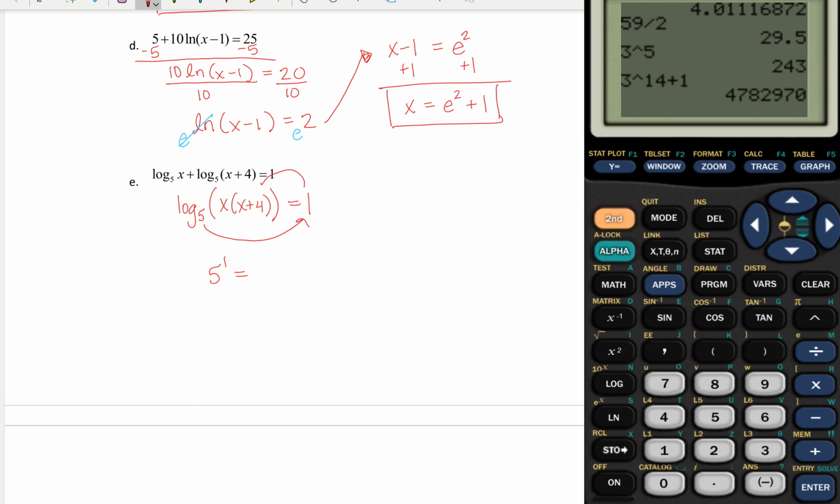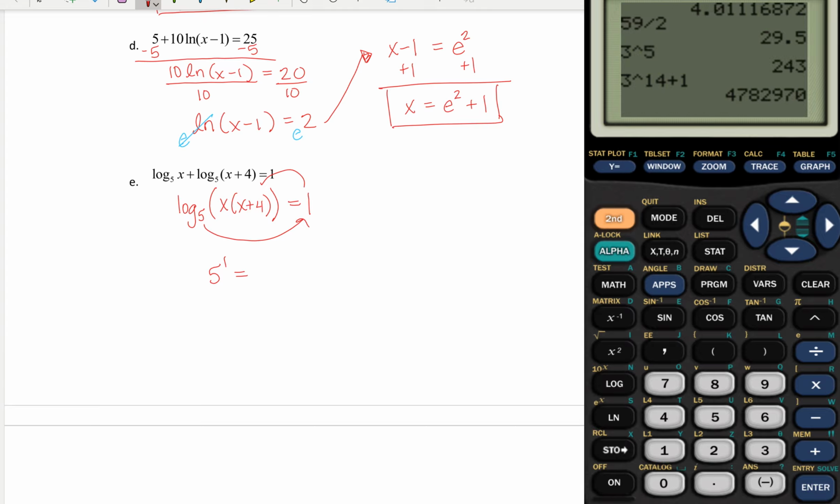5 raised to the power of 1 is equal to x times x plus 4. So that would give me 5 raised to the power of 1 is 5. And then I get x squared plus 4x. Move the 5 to the other side so that I can solve it, to get x squared plus 4x minus 5.